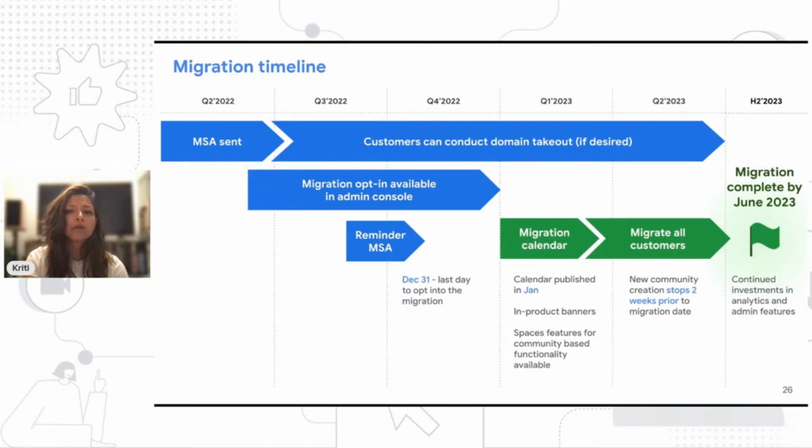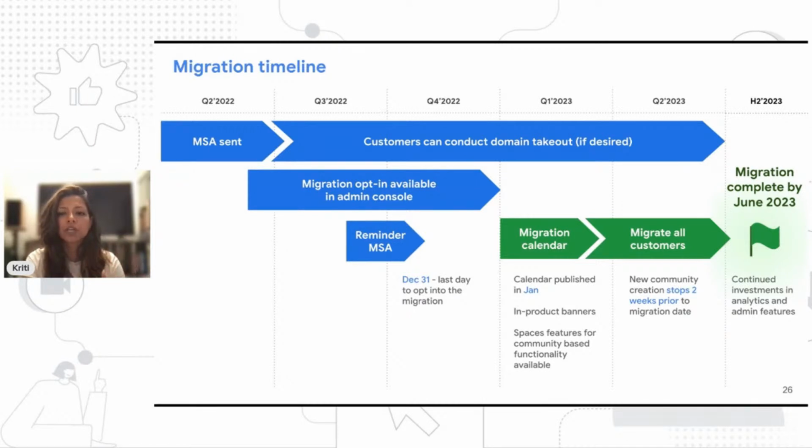Starting from now and until June 2023, you're able to do a domain-wide takeout and download Currents data if that's something that you want to do.